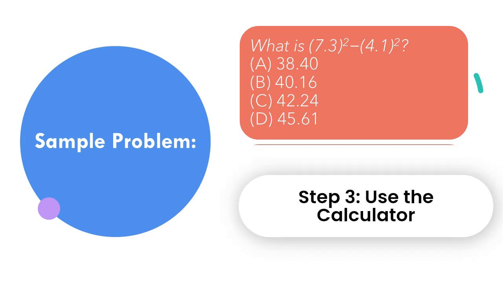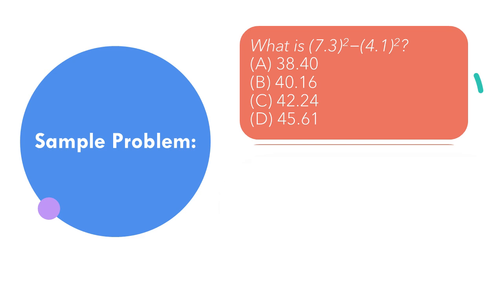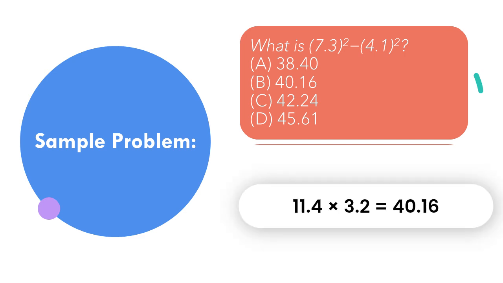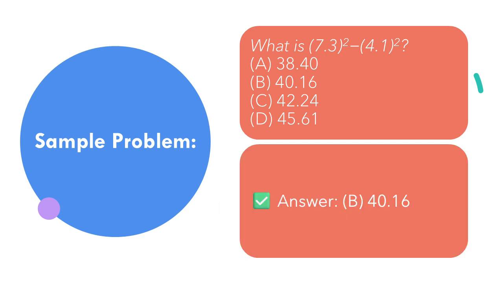Step 3. Use the calculator. Now we can simply multiply 11.4 and 3.2 using the calculator. 11.4 times 3.2 is equal to 40.16. Answer, B, 40.16. Why does this work?